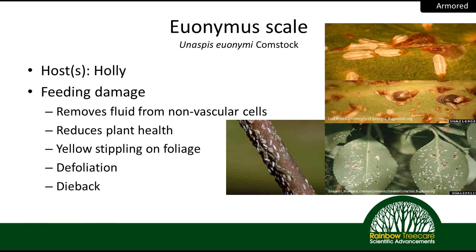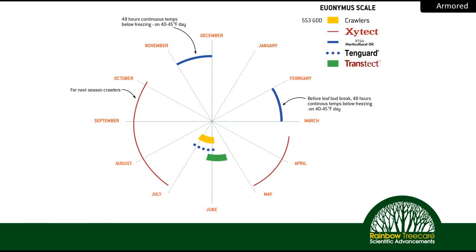Another major pest that we want to talk about today is euonymus scale. Euonymus scale do attack multiple types of holly trees. But once again, they remove fluid from non-vascular cells, so you'll see that speckling effect. They do reduce plant health and cause stifling of foliage, defoliation, and dieback. And they can ramp up populations pretty effectively. So you potentially want to treat preventatively with that horticultural oil. Not sure why Zytect's on here. I don't think Zytect works on euonymus scale, but I'll double check. Transtect definitely works on it, and TenGuard absolutely is an effective management tool.